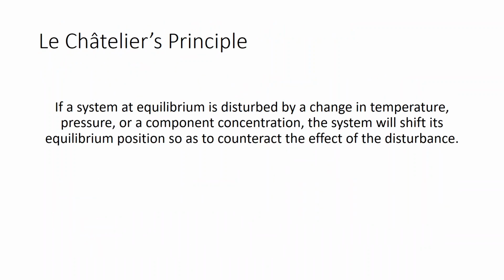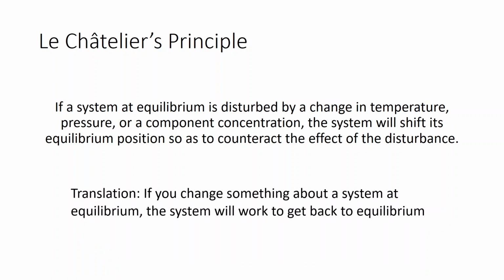Okay, so now that we know about Q and all of that, we can talk about Le Chatelier's principle, which states that if a system at equilibrium is disturbed by a change in temperature, pressure, or a component concentration, the system will shift its equilibrium position so as to counteract the effect of the disturbance. What that means is, if you change something about a system at equilibrium, the system will work to go back to equilibrium.